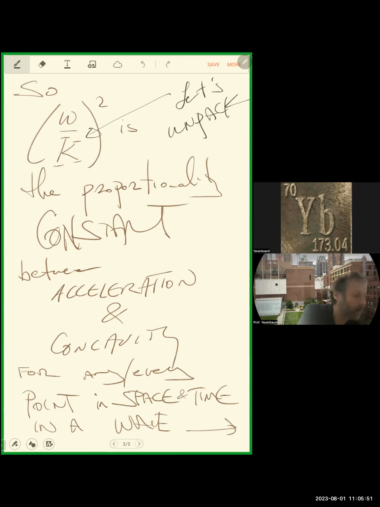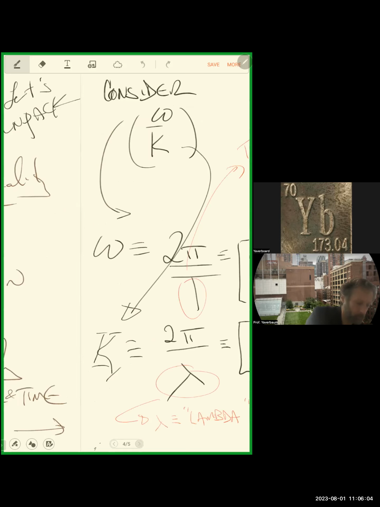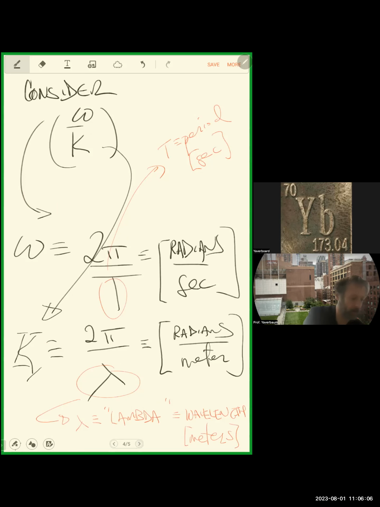This says omega over k squared is the proportionality constant between acceleration and concavity for any and every point in space and time in a wave. That's what this says. Okay, we really are done. And then there's that. And then there's that.